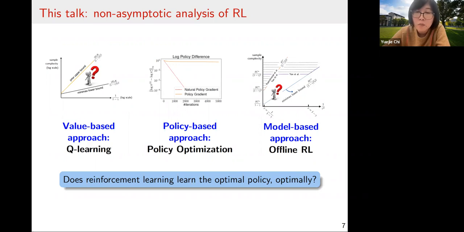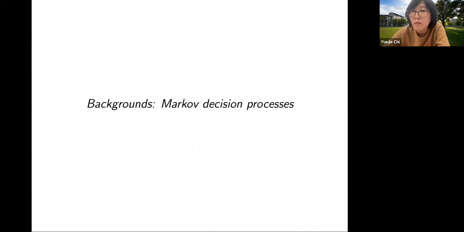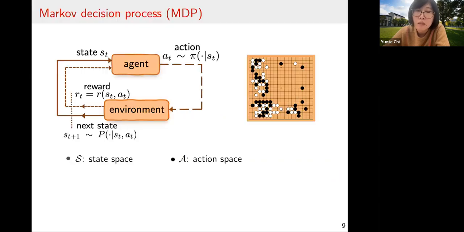All right. Before I jump into looking at these algorithmic approaches, I'm going to first introduce a mathematical model based on which we are going to develop reinforcement learning algorithms. And this is the so-called Markov decision process, which I think many of you are probably very familiar with. But just to make sure everyone is on the same page, let me introduce this model very quickly. This Markov decision process, or MDP for short, is a standard model for the closed loop interaction between an agent and the environment.